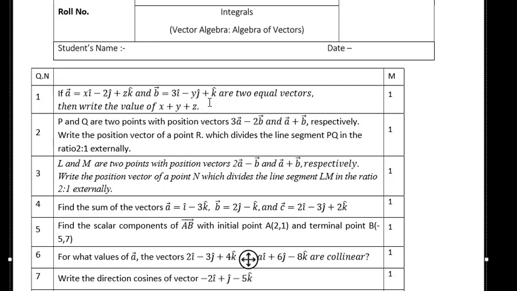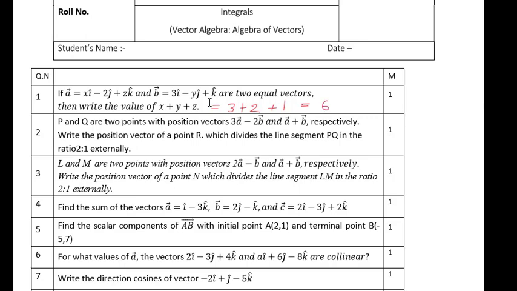So, this x plus y plus z will be 3 plus. Now, we compare y. So, the value of y will be 2, and we compare z. So, the value of z will be 1 because z k bar is equal to k bar, or k cap. So, 2 plus 1 is 3, 3 plus 3 is 6. That is the answer.